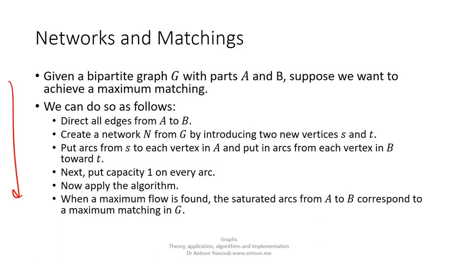So this is the algorithm. Given a bipartite graph with parts A and B, suppose we want to achieve a maximum matching. We direct all edges and create a network. We add two vertices S and T, and put arcs from S to A and from all the vertices of B to T. The capacity is equal to 1. We apply the algorithm, and then the saturated arcs would be equal to the matching.